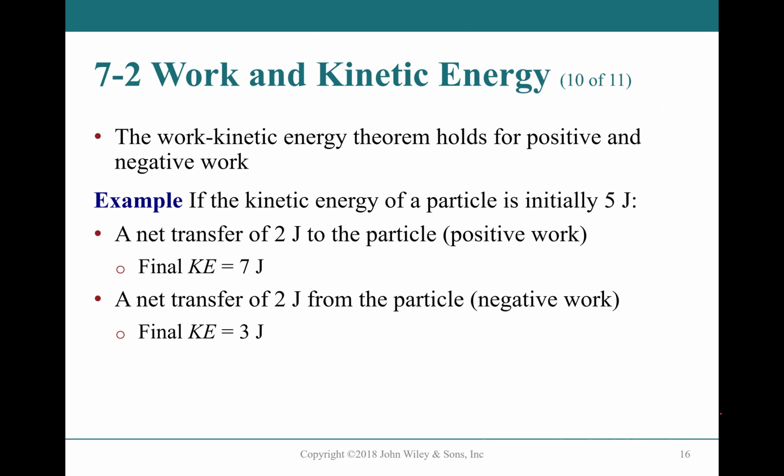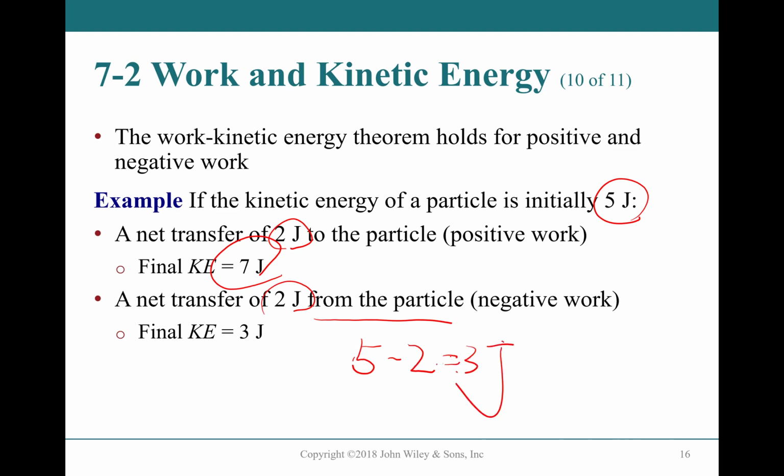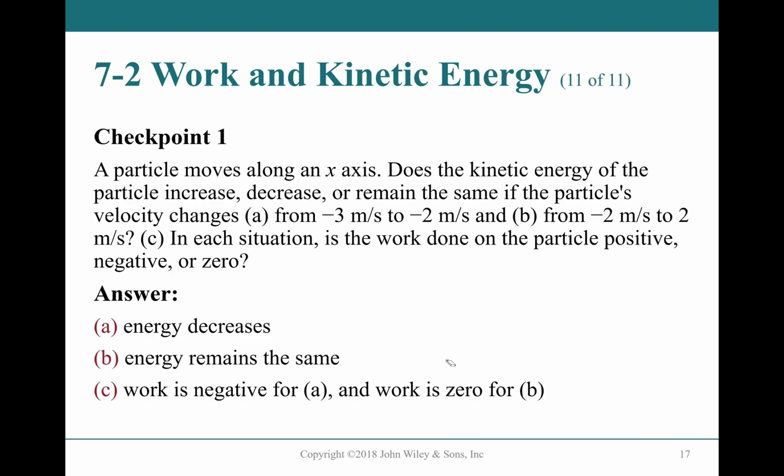So if kinetic energy is 5 joules initially and we transfer 2 joules to the particle, then we have 5 plus 2, which is 7 joules. But if we have transferred 2 joules out of the particle, you should do 5 minus 2, and you are going to get 3 joules, okay? So work can be negative. If the input is negative, it doesn't increase the kinetic energy, it will decrease the kinetic energy, okay?